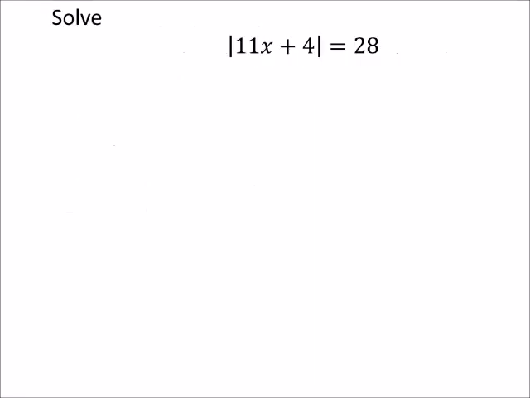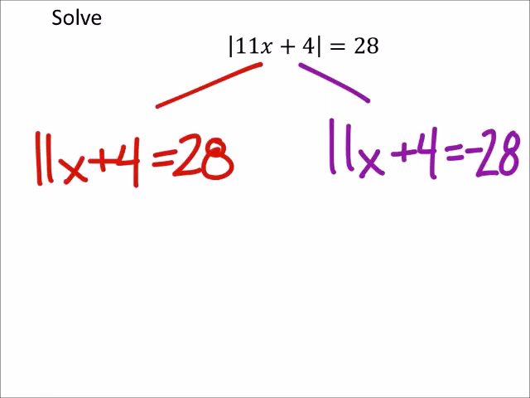So here's one. We've got the absolute value of 11x plus 4 equals 28. Again, if we split this up into two separate equations, then we'll have our two answers. All right, so there we have that. Notice again, the absolute value just stays the same. We're just making it equal to a positive and to the negative. All right, and then we're just solving both equations.